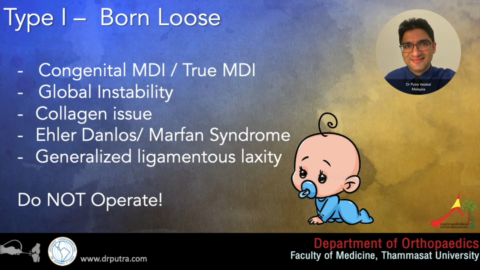Now it's important to realize that in most cases these patients all started out as MDL or laxity, but over time as they started to feel pain, they come to see us with instability. Type 1 MDI or born loose patients usually have a collagen disease like Ehlers-Danlos or Marfan syndrome and generalized ligament laxity. This causes a global instability. It's good advice not to operate on these patients because usually whatever you try to do, it will end up failing. You can see the many surgical scars on this patient's shoulder, and despite capsulolabroplasty and even later a Latarjet procedure, her instability has not gone away. So it's best not to bring these patients to the operating room at all.